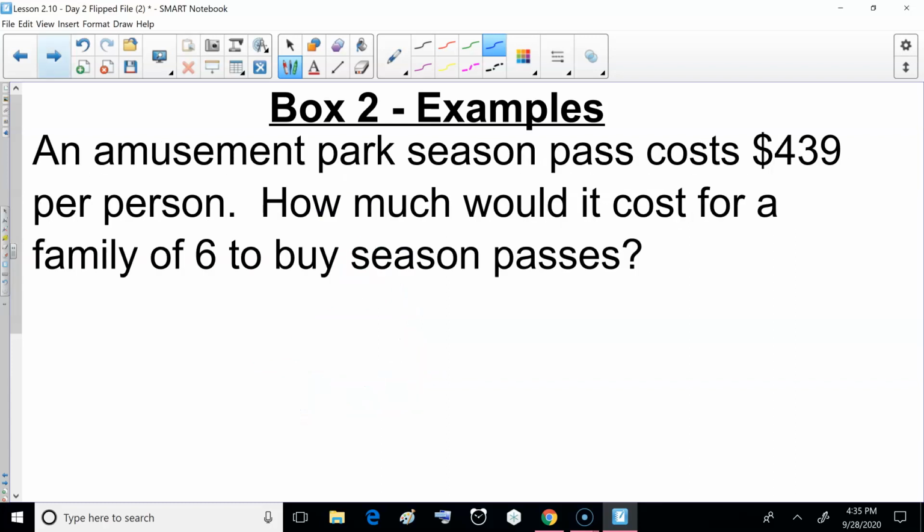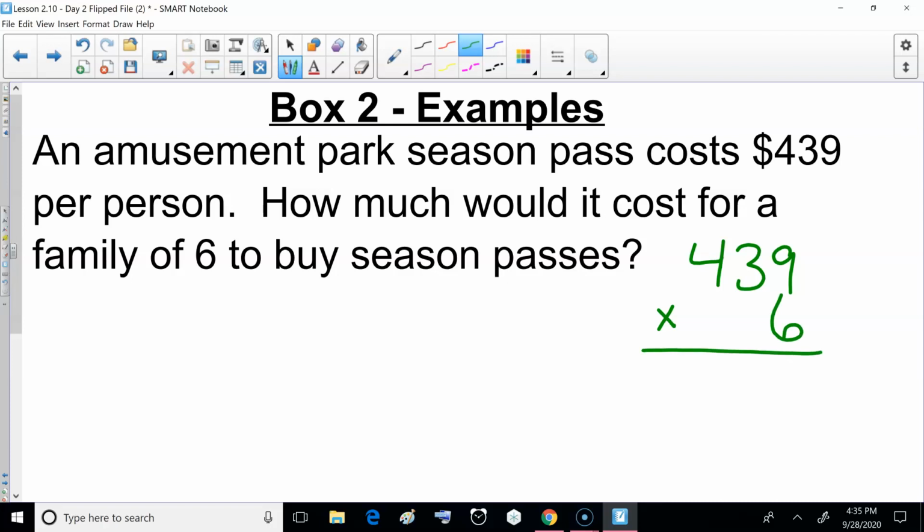An amusement park season pass costs $439 per person. How much would it cost for a family of 6 to buy season passes? So hopefully they live really close to the park so they can go a lot to make this investment worth it. But each ticket costs $439, so I have that part. And there are 6 people in the family.